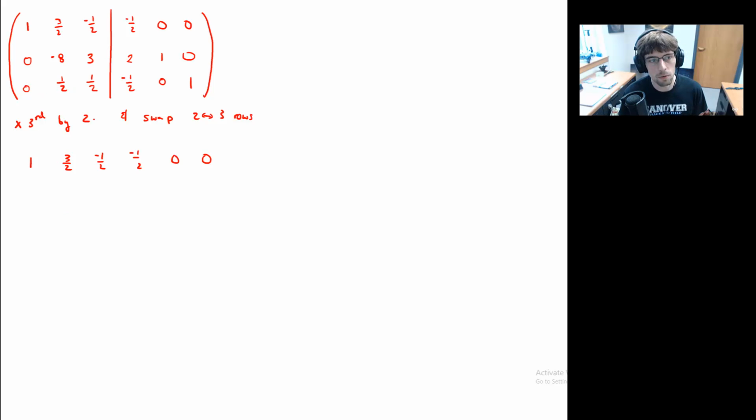The second row, now don't forget, I'm going to do the swap. So let's see, I'd multiply the third row by 2 and move it to the second row. So I get 0, 1, 1, -1, 0, and 2. And then the third row is the old second row. So I'll just put -8, 3, 2, 1, 0.